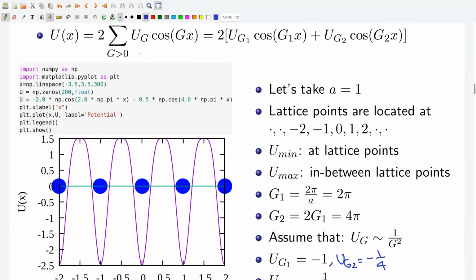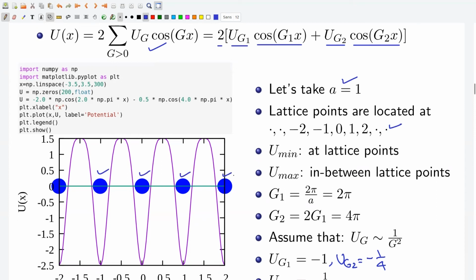Using a simple Python code, let me show that we get a periodic potential by writing u of x in this form. For simplicity, we keep only two terms in the sum, G1 and G2, such that u of x is equal to 2 times uG1 cos G1 x plus uG2 cos G2 x. Let us take a equal to 1 such that the lattice points are located at -2, -1, 0, 1, 2, etc., as shown by blue circles in this diagram.